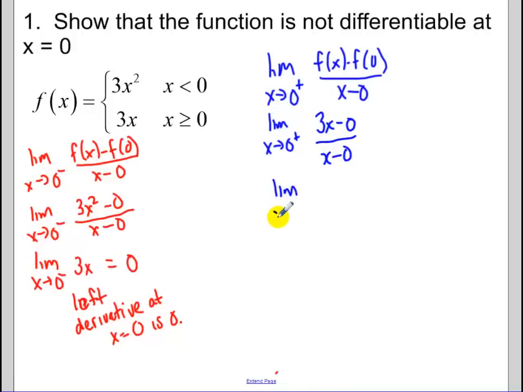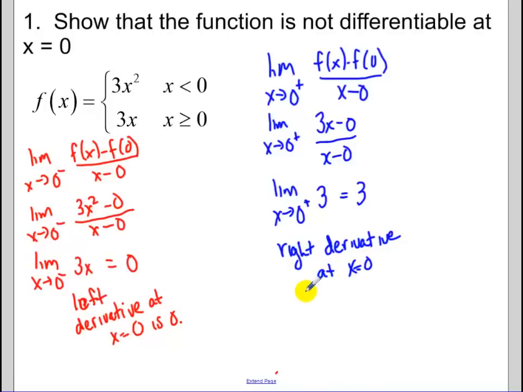That's going to simplify to 3. So our limit is 3. So our right derivative at x equals 0 is 3. Since the left derivative and the right derivative are not the same value, 0 is obviously not the same thing as 3, our derivative doesn't exist.